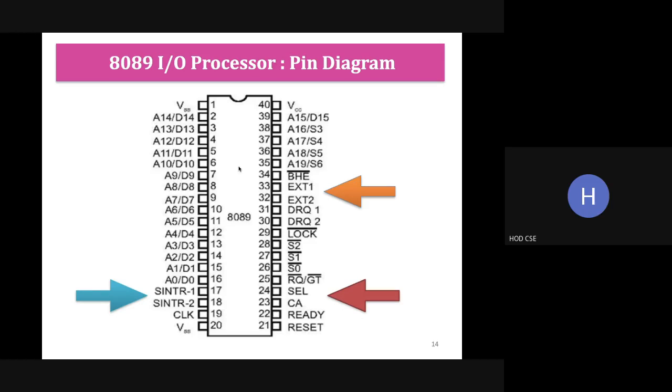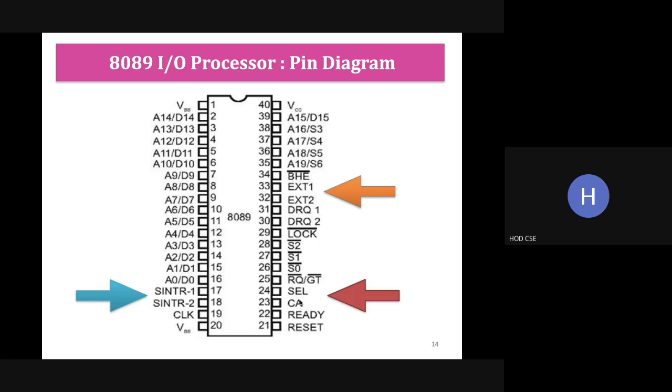Okay, so I repeat this. We have 40 pins here. So we have AD0 to AD15 and A16 to A19. The new signals are SINTR1 and SINTR2, that is signal interrupt. It represents the completion of the task. Here we have the reset signal, which is used to reset the IO processor. Then the ready signal, and the select and the channel attention signal combined together to select the channels.